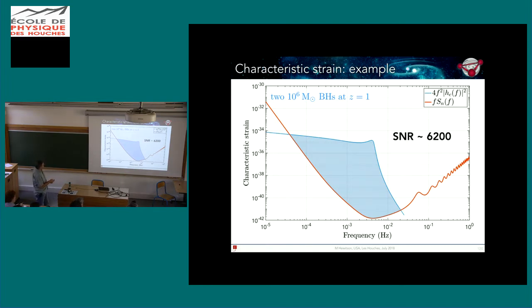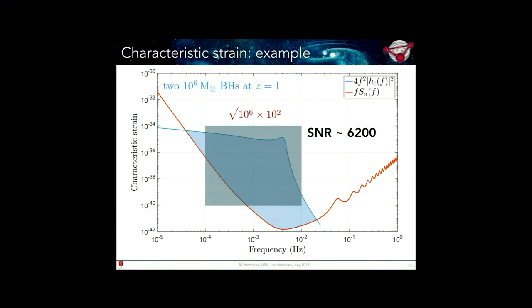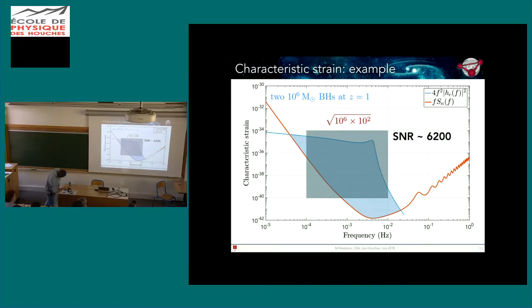So this is 2 × 10⁶ solar mass black holes at redshift 1. If you do the actual calculation and integrate this, you get an SNR around 6,000, and you can hand-wavingly see that the area between those two curves is approximately that size. This is not Escher-esque tiling of the space here, but it's roughly of the same order. So it gives you a by eye estimate of signal to noise ratio.